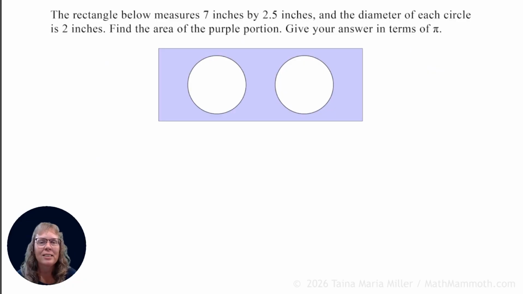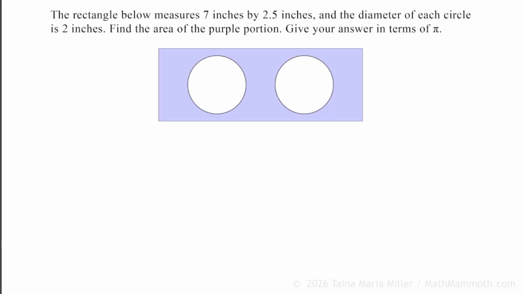Alright, one last exercise. Try this on your own first. The rectangle below measures 7 inches by 2.5 inches, and the diameter of each circle is 2 inches. Find the area of the purple portion. Give your answer in terms of pi. So again, we're not going to find a rounded decimal from the calculator. Find the area of the purple portion. So that means we're going to subtract. We're going to take the area of the rectangle minus the area of those two circles.